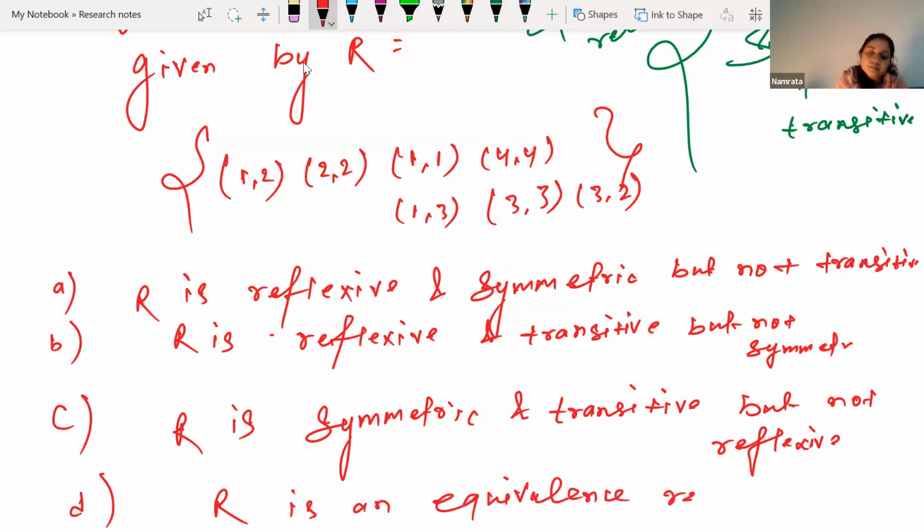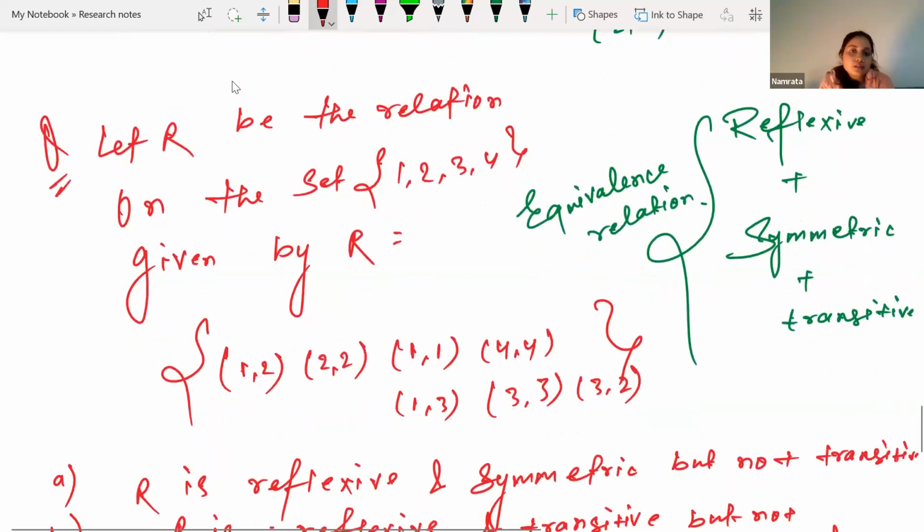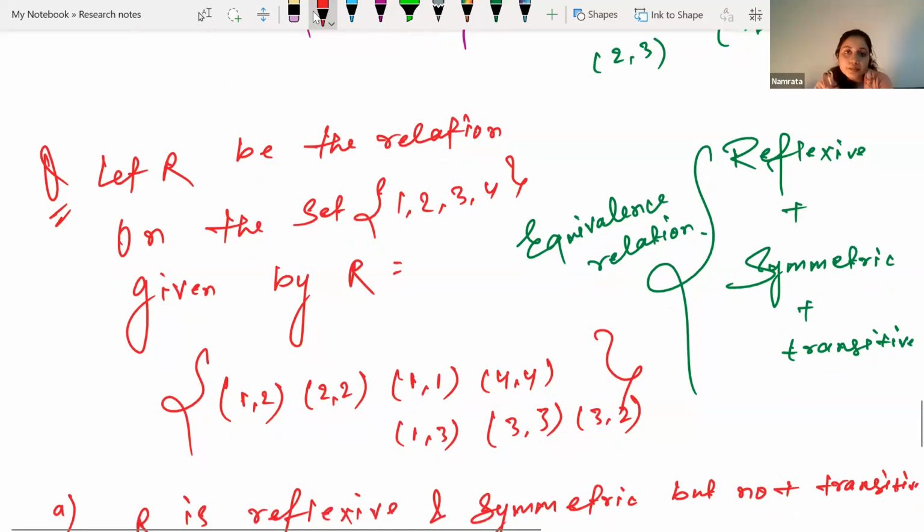Let's check it. Let me know, write it down in the comment section whether the given set is reflexive, symmetric, transitive, which option is the correct option. Check it and let me know.